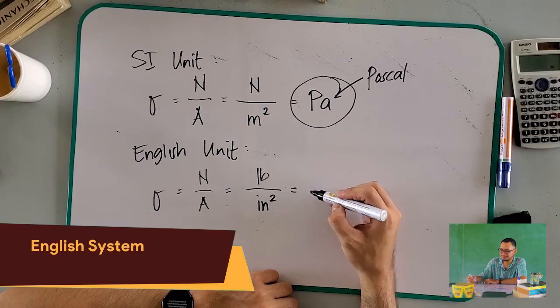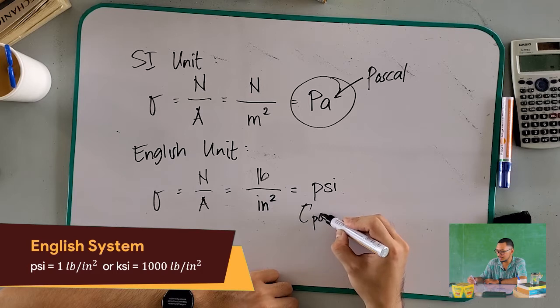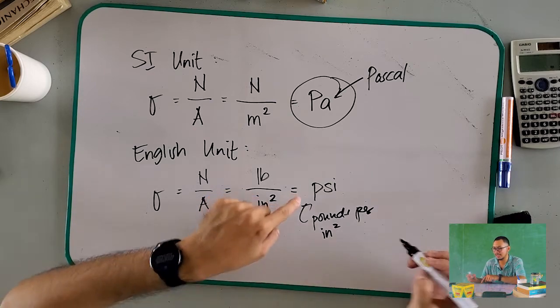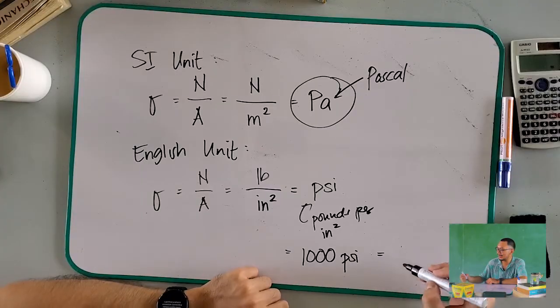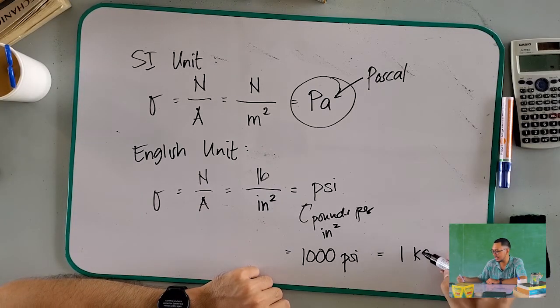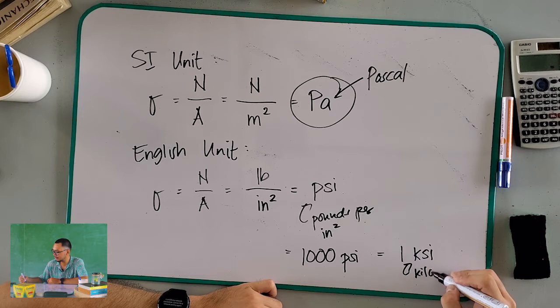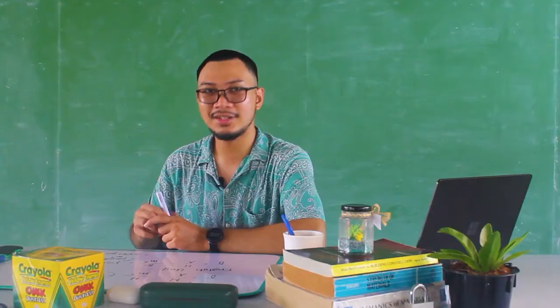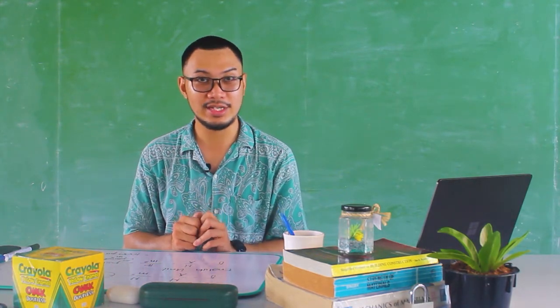That is actually PSI, or pounds per square inch. Pounds per square inch. Or, if it is 1,000 PSI, its name is 1 KSI, kilopound per square inch. That's all. Okay? So PSI is pounds per square inch, KSI is 1,000 pounds per square inch.